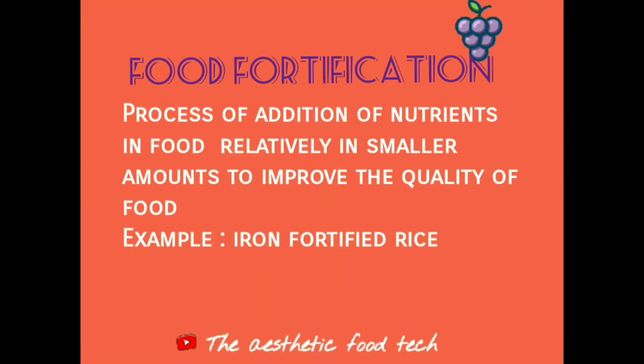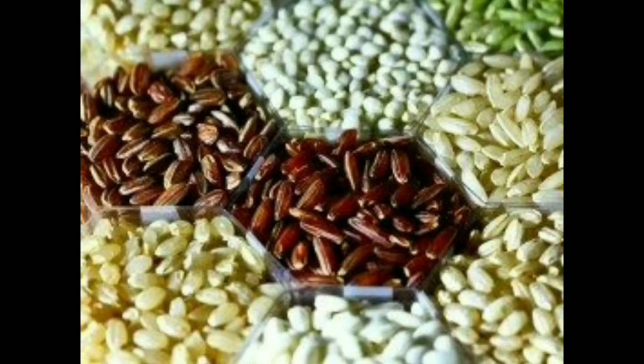What is food fortification? Food fortification is a process of addition of small amounts of nutrients to food. This is to improve the nutritional quality of a food item. For example, iron fortified rice. That is, rice is fortified with iron content so as to improve its nutritional quality.